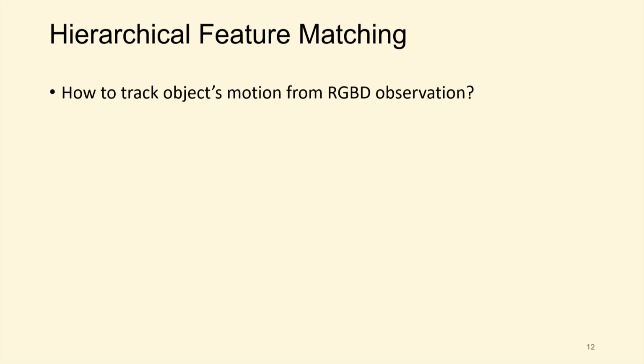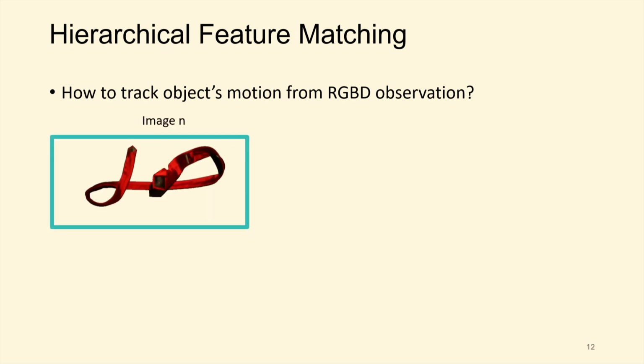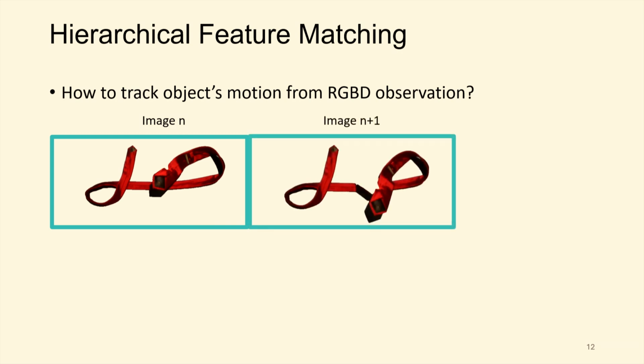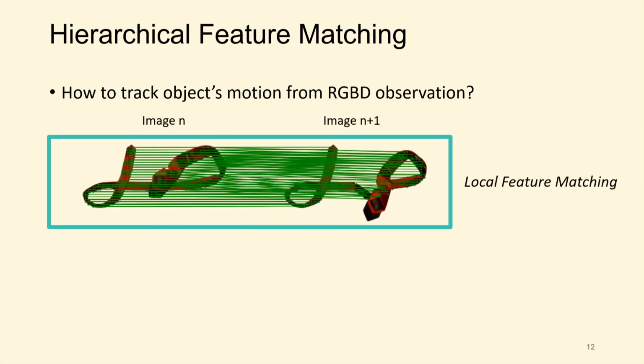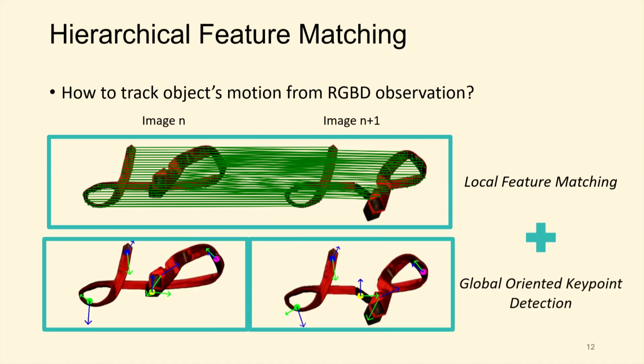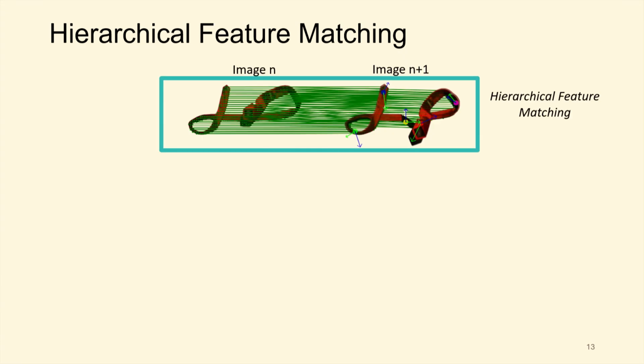The following question is how to track the object's motion. We have image n and image n plus 1. We can first find local feature matching between these two consecutive images, which indicates the motion of the object. But we find that this information is not able to tackle the occlusion problem. Therefore, we amend this information with global-oriented keypoint detection. We define 5 keypoints with orientation on the tie, and we predict their position and orientation on the point cloud. By combining these two pieces of information together, we get hierarchical feature matching.